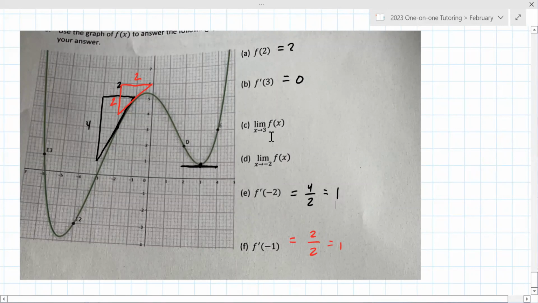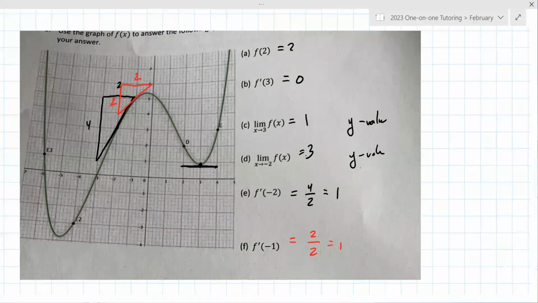All right, now the limits, C and D here. The limit as x approaches 3, basically they're looking for the y value. What is the y value in both of these situations? C, it's 1. At -2, the y value is 3. So when x goes to -2, you look for the y value? Yes, think of the limit as the y value for now. Okay, so that equals 3.